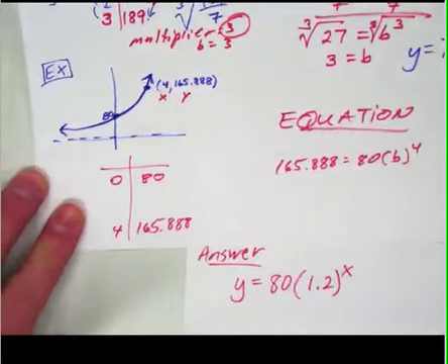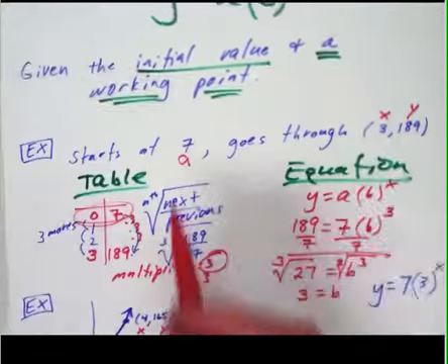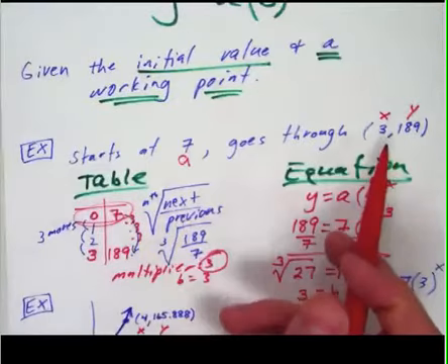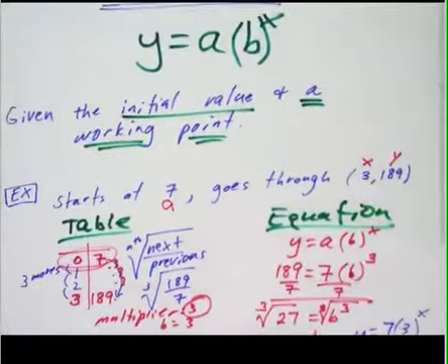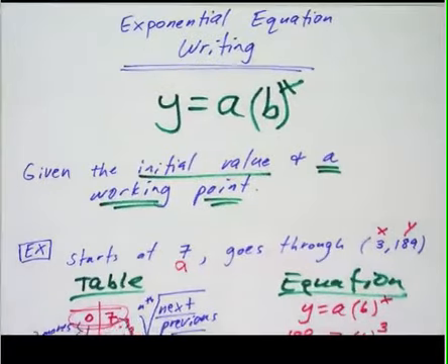So you need to be familiar with writing equations for exponential functions, and in this case, if you know what it starts at and you know a working point, then you definitely know 3 of the 4 letters and you can solve for the final. In the next video, we'll take a look at when you have exponentials with just 2 points and you have to make all the rest of the calculations.